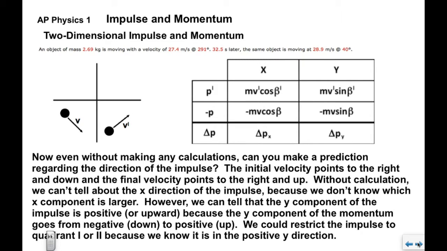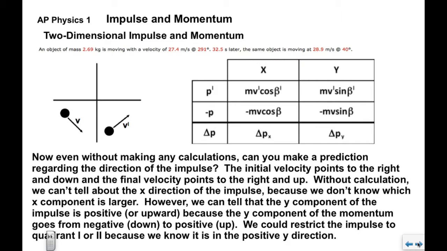So now, before we make any calculations with the data, can you make a prediction regarding the direction of the impulse? Okay, the initial velocity points to the right and down. The final velocity points to the right and up. Without any calculation, we can't tell about the x direction of the impulse because we don't know which x component is larger. We can tell, however, that the y component of the impulse is positive because the y component of the momentum goes from negative to positive.